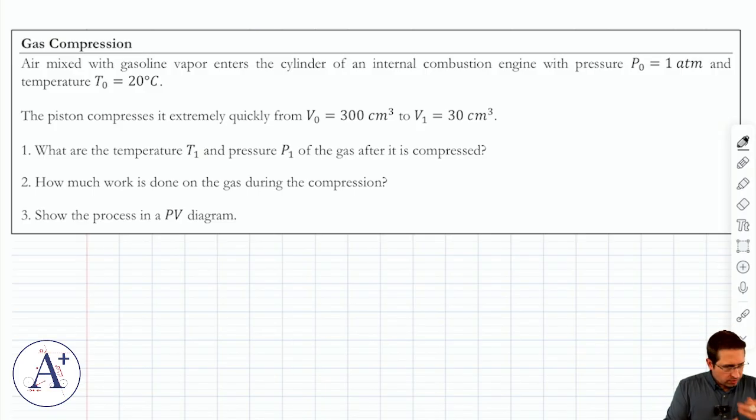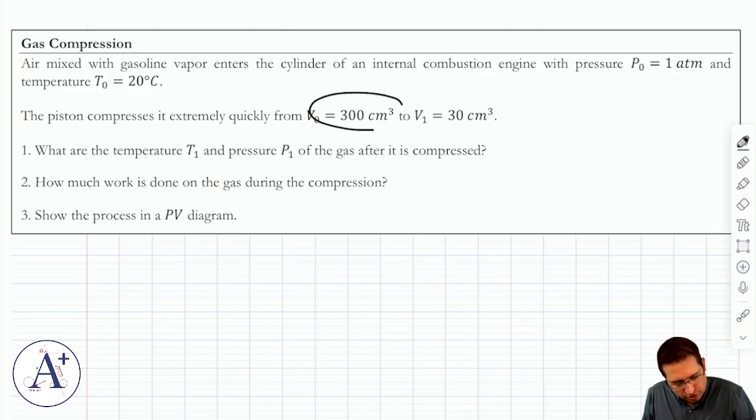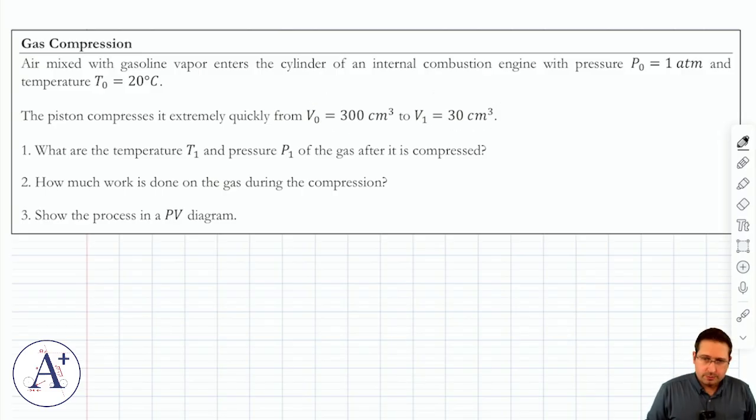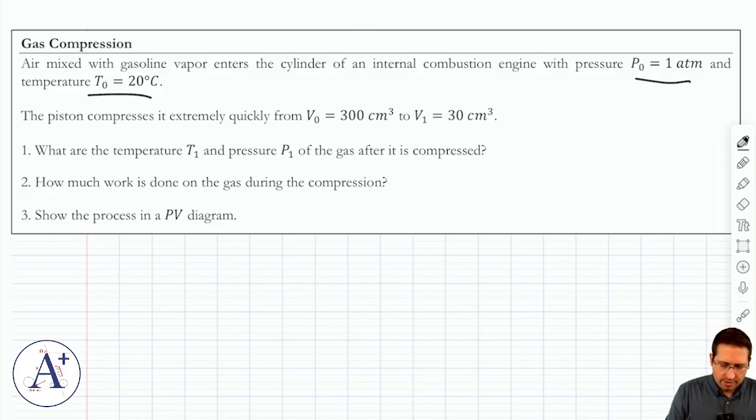But just to get ourselves warmed up and start using these equations and see what we might be asked to solve for, let's do this first problem where we just take a gas and we're going to extremely quickly compress it from 300 cubic centimeters to 30 cubic centimeters. And it is air mixed with gasoline vapor that enters a cylinder of a combustion engine. And we know the pressure and we know the temperature. And we want to find the pressure and the temperature after the gas is compressed. We want to see how much work is done on the gas during the compression. And then we want to show the process in a PV diagram.